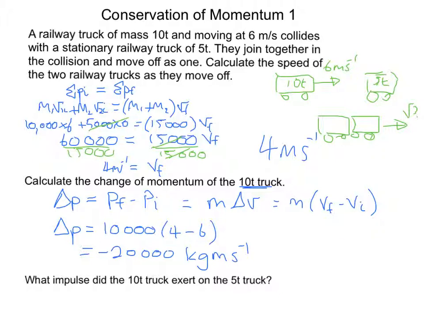And for the third part of this, what impulse did the 10-tonne truck exert on the 5-tonne truck? We've got a direction implied within the question, so we just need to look at the magnitude of the value. And change in momentum is equal to impulse. So our answer is going to be 20,000.